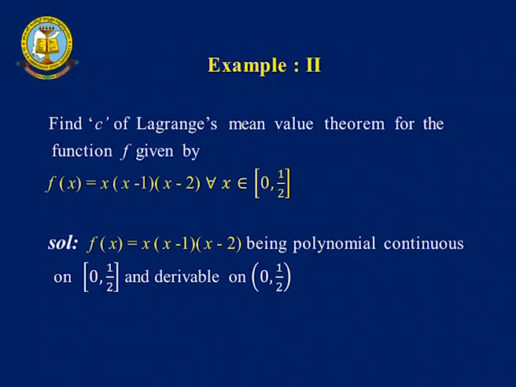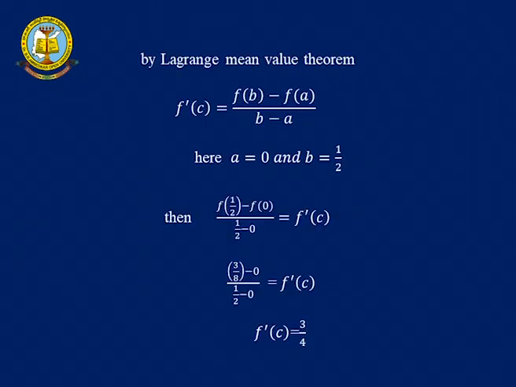Okay, now let us see example 2. Find the c value of Lagrange mean value theorem for the function f of x equal to x into x minus 1, x minus 2 for all x belongs to the closed interval 0 comma 1 by 2. Now f of x equal to x into x minus 1, x minus 2 is a polynomial, and every polynomial function is continuous and derivable. So it satisfies the Lagrange mean value theorem. So f is continuous and f is derivable. So as per the Lagrange mean value theorem, f dash of c equal to f of b minus f of a by b minus a. So here a equal to 0 and b equal to 1 by 2.